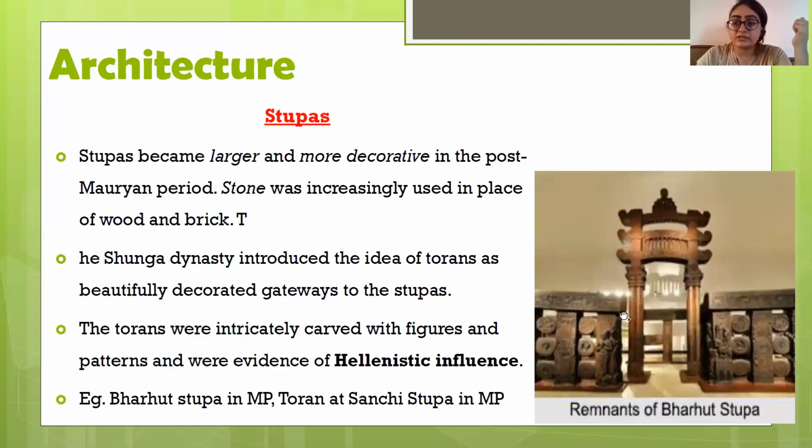Okay, here is one example. If you can see the remnants of Bharhut Stupa, which was stone made. So this is the toran, which was decorated with some figures and patterns. Okay, Hellenistic influence, Hellenistic as in Greek influence. We will be learning about it in the further slides.